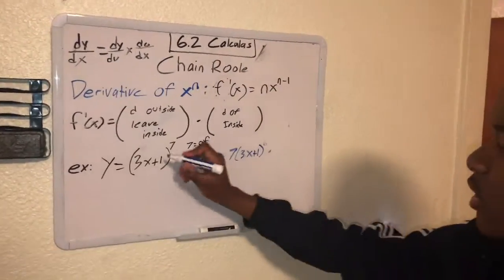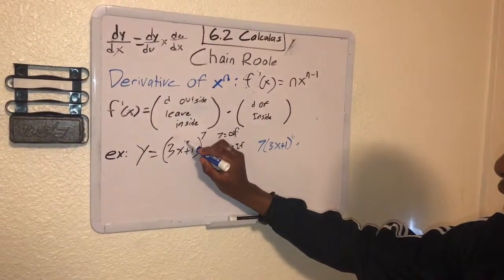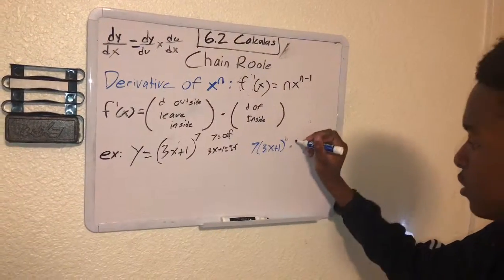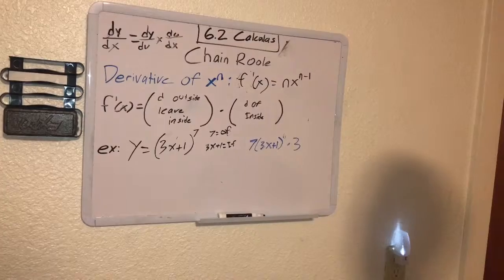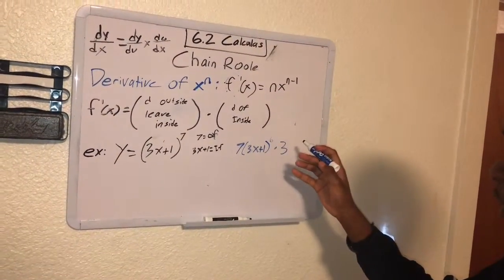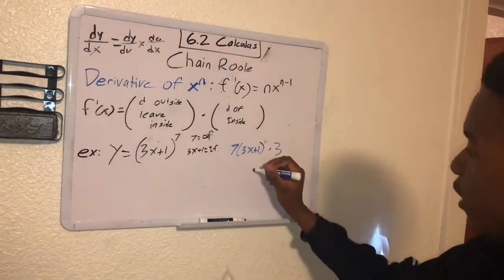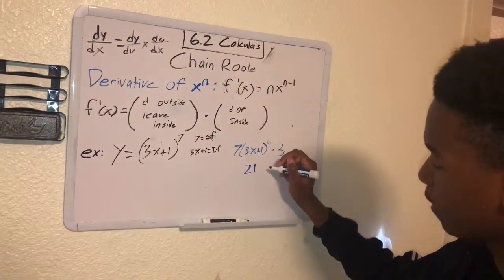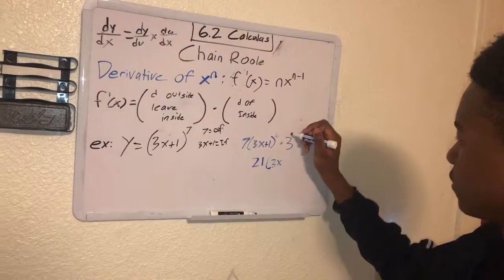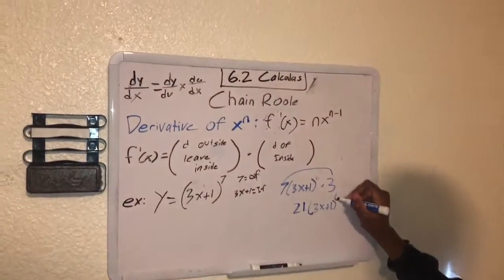But 3x has the exponent of 1. Bring that over, you have 3, and subtract 1 from the exponent, you get 0. So x to the 0 power is 1, and then you just get 3. So then you have 7 times the quantity 3x plus 1 to the 6th power, and you multiply that by 3, which is our derivative. When you simplify that, you get 21 times the quantity 3x plus 1 to the 6th power.